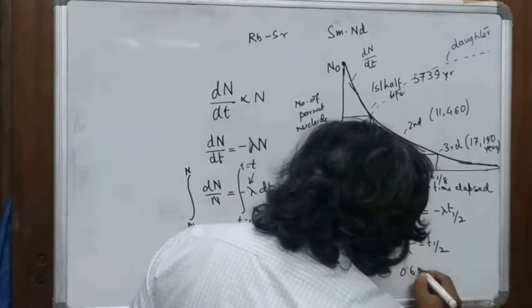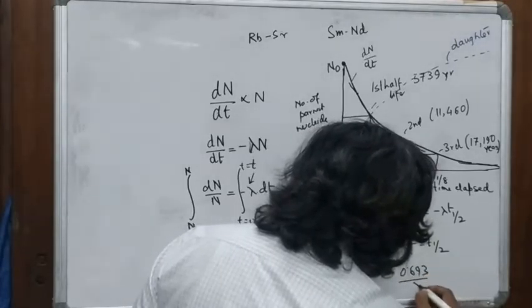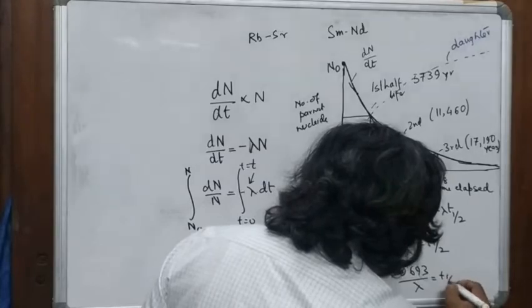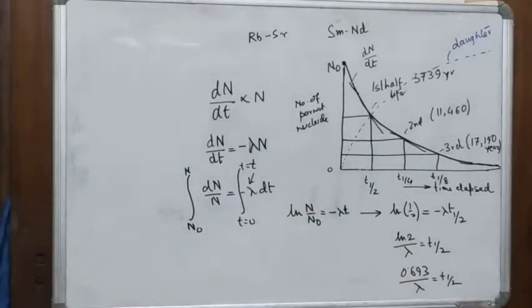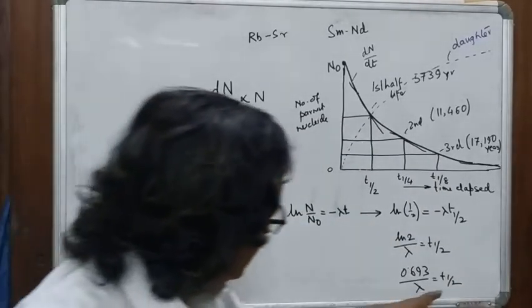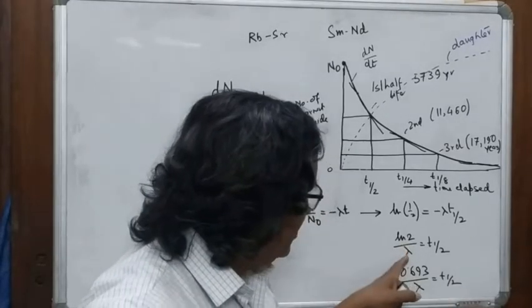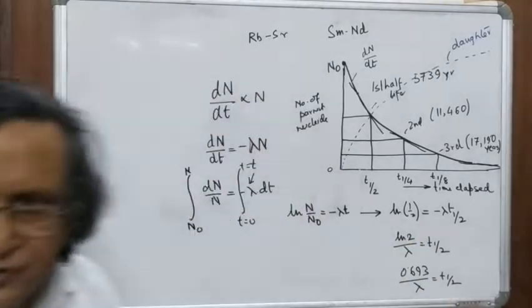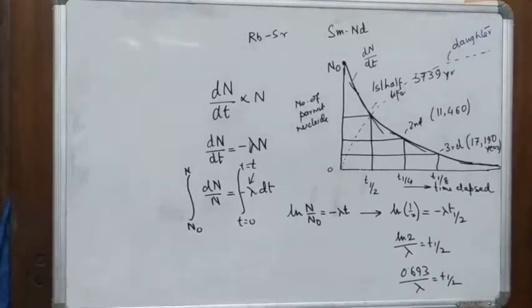And this value is 0.693 by lambda is equal to t half. So this is a time unit. So lambda, you can see, is time inverse. So that is what it's all about.